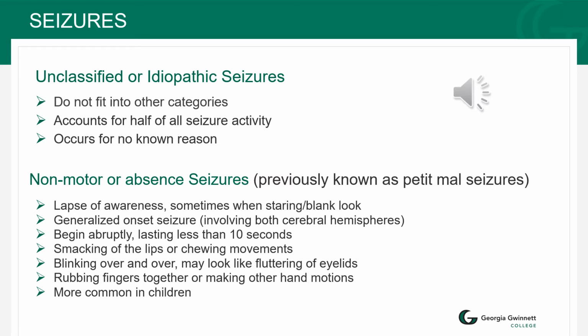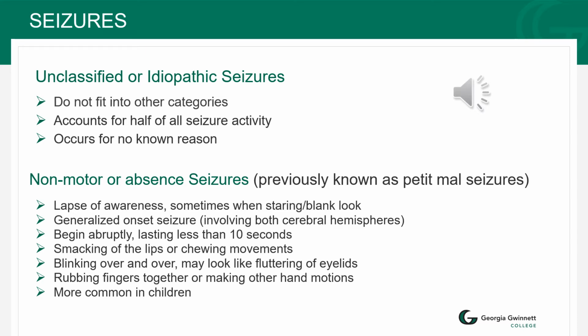The other seizure category I want you to know about is actually a generalized onset seizure, so it involves both hemispheres, and it's called an absence seizure, or a non-motor generalized seizure, where the person just has a lapse of awareness. They usually have this blank staring look. They smack their lips. They can have chewing movements. It usually lasts less than 10 seconds. You can actually miss these if you're not paying attention. They're very abrupt and short.